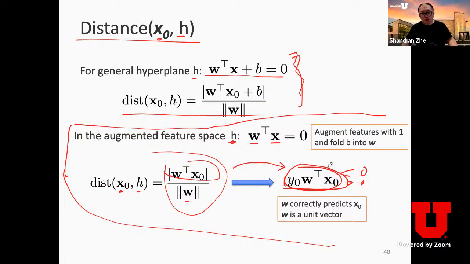And for convenience, we can further divide W by its norm. That means after normalization, W becomes a unit vector. Then the distance is simply this product. Any questions so far? So everybody's comfortable?